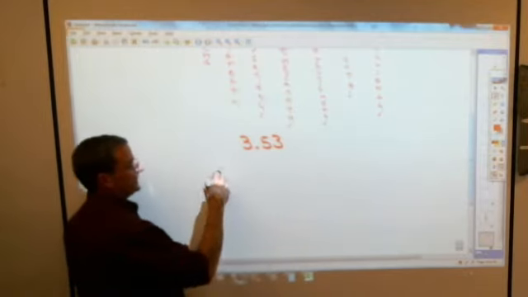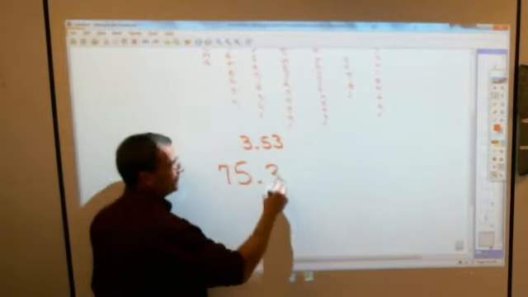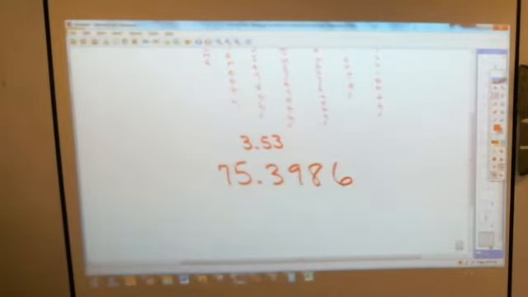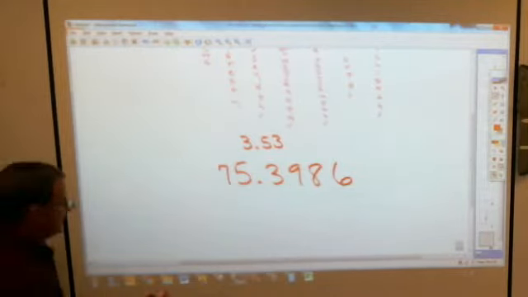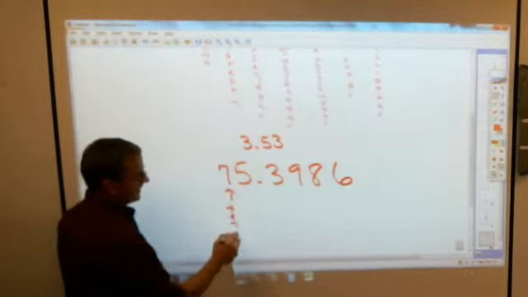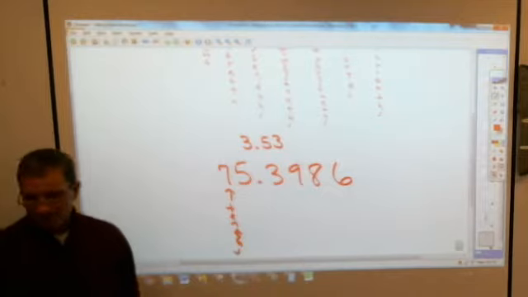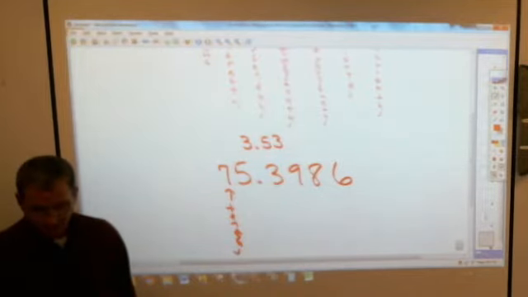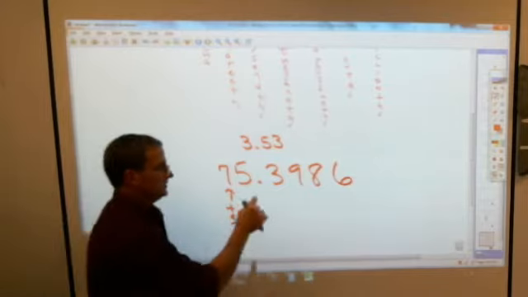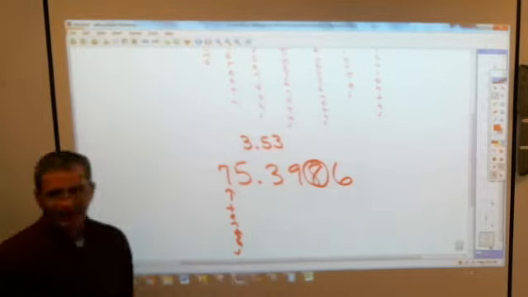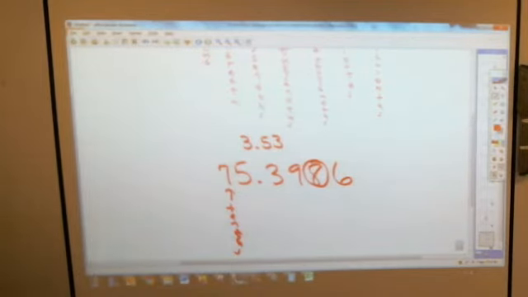For example, let's say I've got 75.3986, and I asked you what digit's in the tens place. In the tens place is what, Sam? Tens. 7. Yeah, 7 is in the tens place. If I asked you what's in the thousandths place, Kate, which digit? Yeah, because that is the tenths, hundredths, thousandths place. Again, 8 thousandths of something is pretty small.